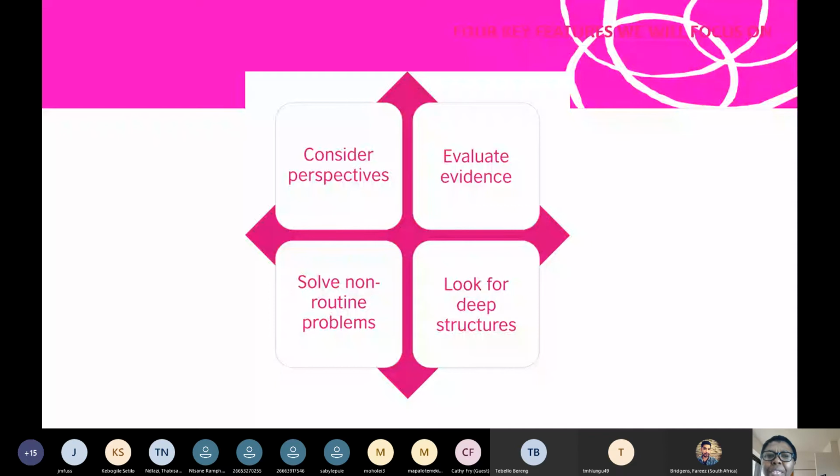If I can give you just a simple activity on considering perspective, for a minute, write on a paper, write the number 3. Write the number 3 on a paper.